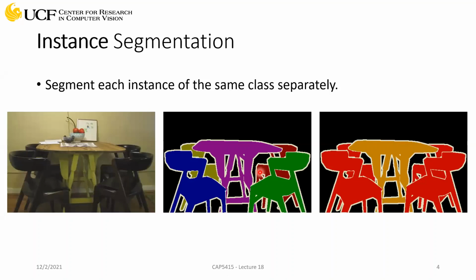For example, in this particular case, we have 4 different chairs, so we should be able to differentiate between all these 4. We should be able to say that, okay, this pixel belongs to the green chair and this pixel belongs to a blue chair, right? So each instance should be separate. That's called instance segmentation, and for each pixel you should know which object category it belongs to. That's why it's related to semantic segmentation.